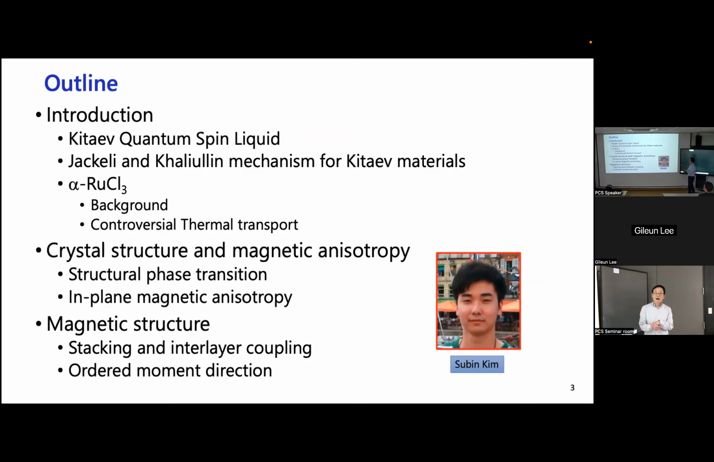So this is the outline. I'm going to give a very brief introduction, because we heard a very detailed introduction about the Kitaev quantum spin liquid. What I'm going to focus on is translating the amazing properties of the Kitaev quantum spin liquid into real materials. I'll talk about the mechanism and the material, and focus on two aspects of alpha-ruthenium chloride, which are the crystal structure and the magnetic structure.